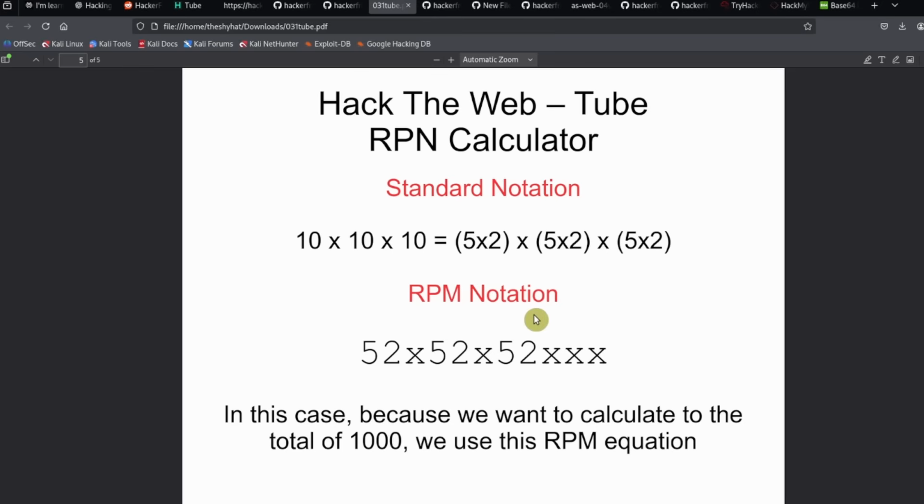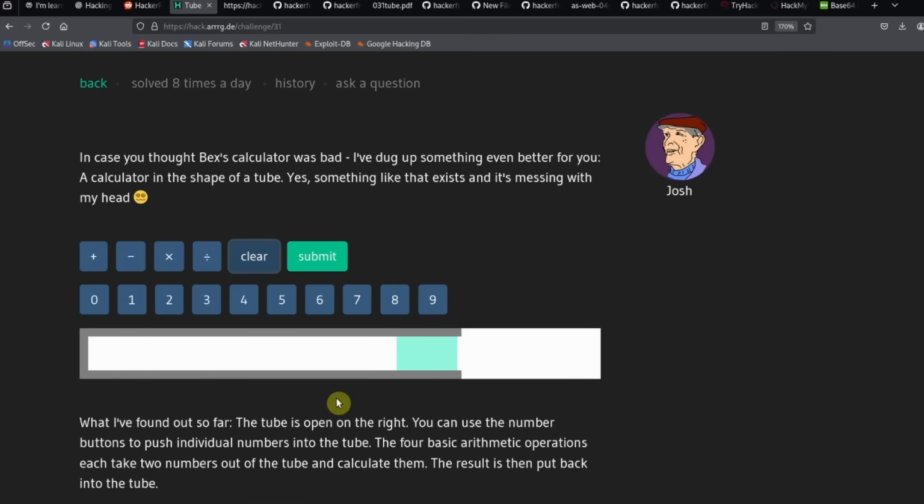But in RPN notation, this would be 5, 2 multiply, and then 5, 2 multiply again, and then 5, 2 multiply again, and then multiply what's already there twice. So this will bring the total to 1000, and then you'll get the answer. So let's go ahead and do this. Back here, we want to get to 1000, so we do 5, 2 multiply, so that gets us 10.